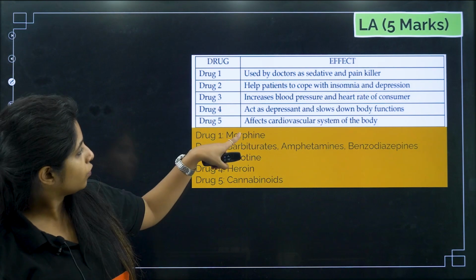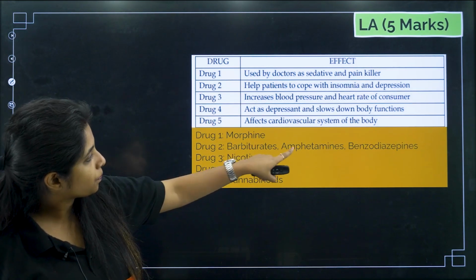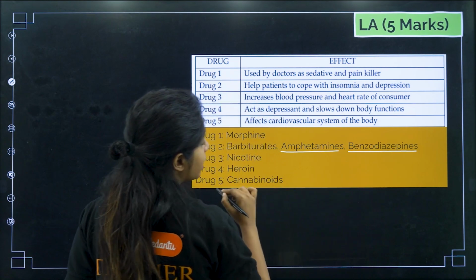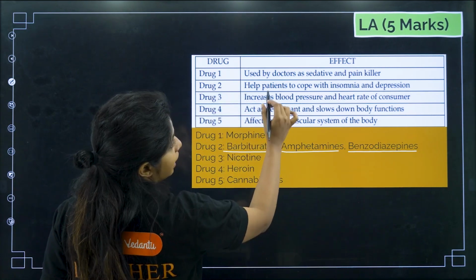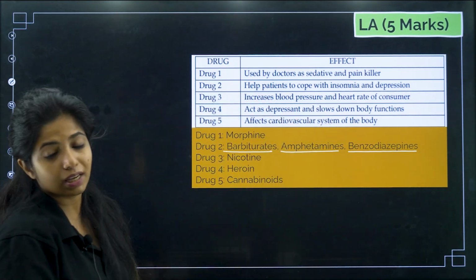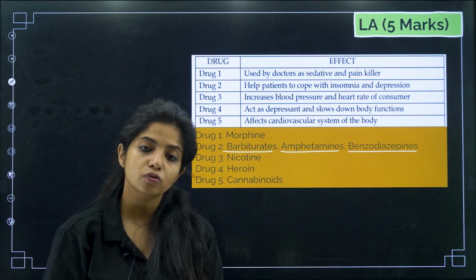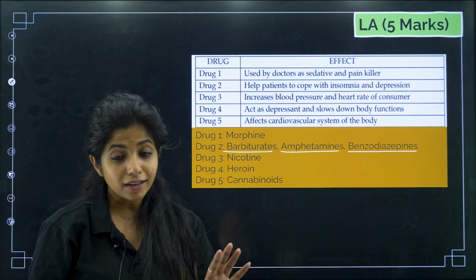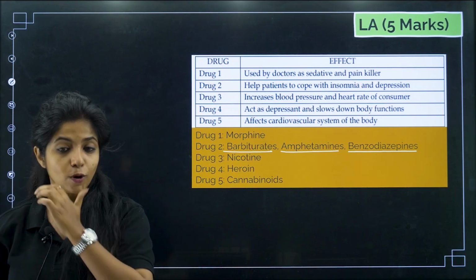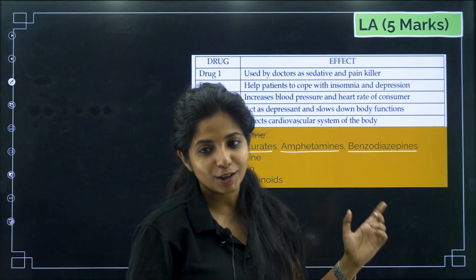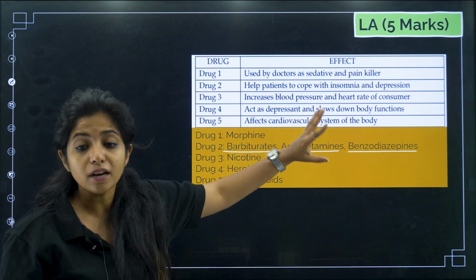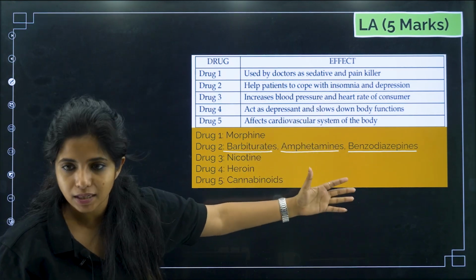Now let's check the answer. Over here we have morphine, and as I told you, amphetamines, benzodiazepines and barbiturates are examples of drugs that can be given to people who have insomnia and depression under the doctor's surveillance. Not that you are going to give them. It should be done under doctor's surveillance. Barbiturates, amphetamines and benzodiazepines. What do you call it?